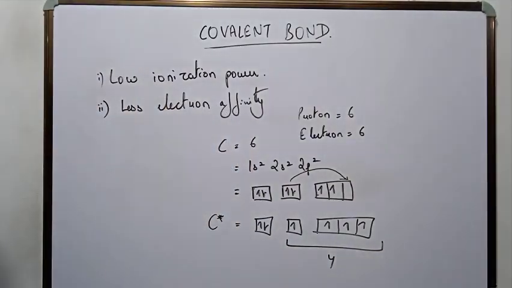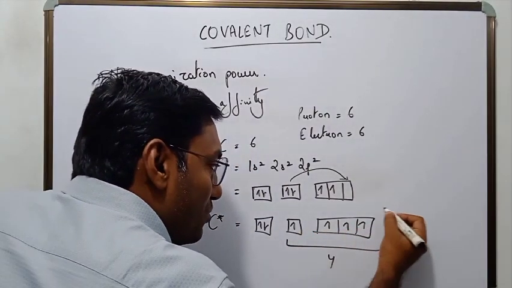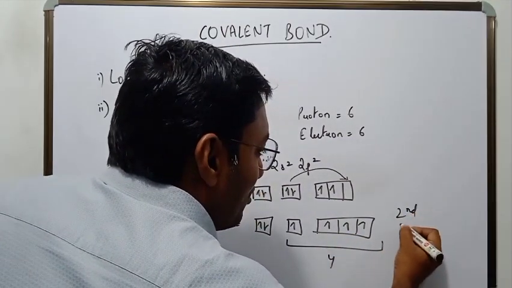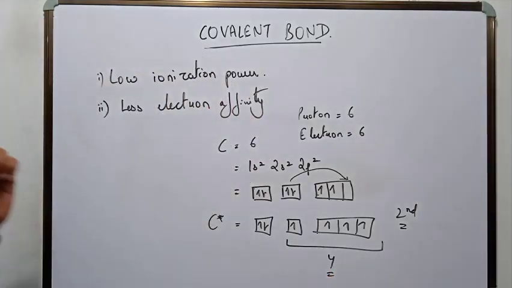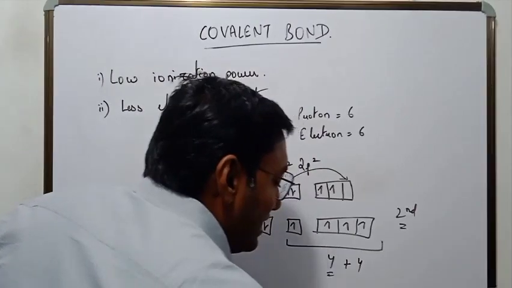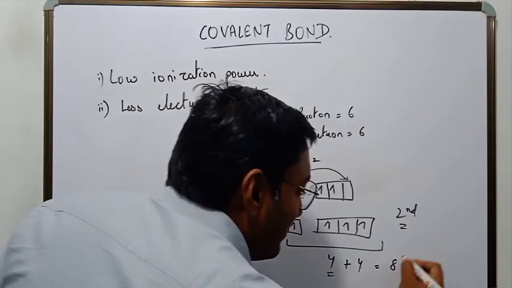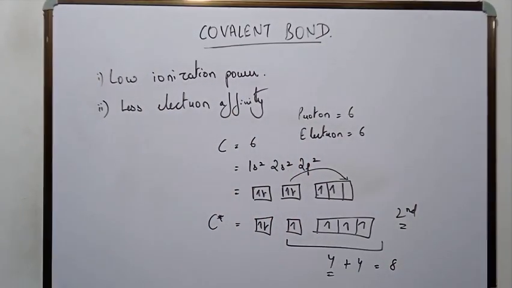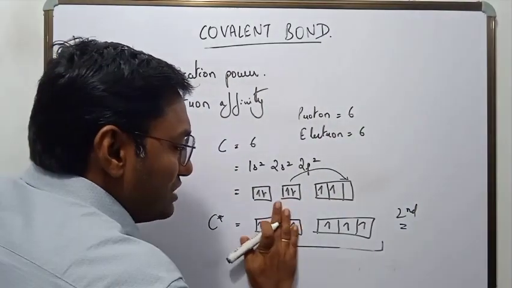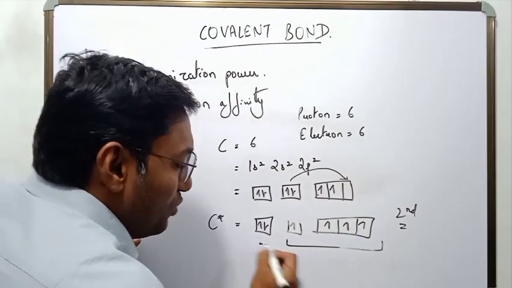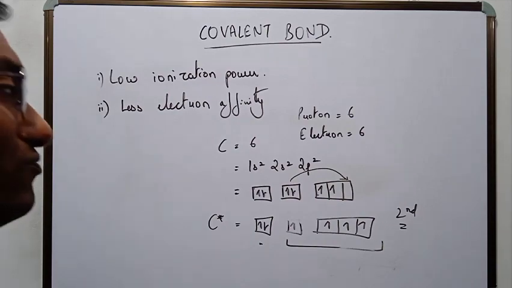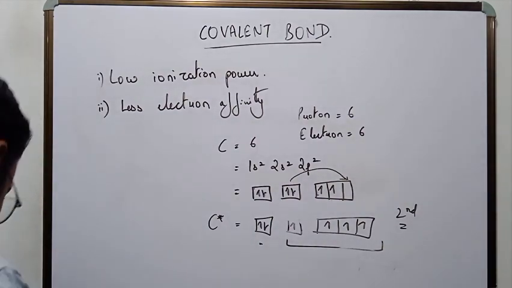So there are 4 electrons in its outermost orbit, that is, in its second shell. How many electrons does it need? 4 more electrons. If it gets 4 more electrons, then it will achieve octet. Or if it loses 4 electrons, it will achieve duplet. So there are 2 options for carbon: either to gain 4 electrons or to lose 4 electrons.